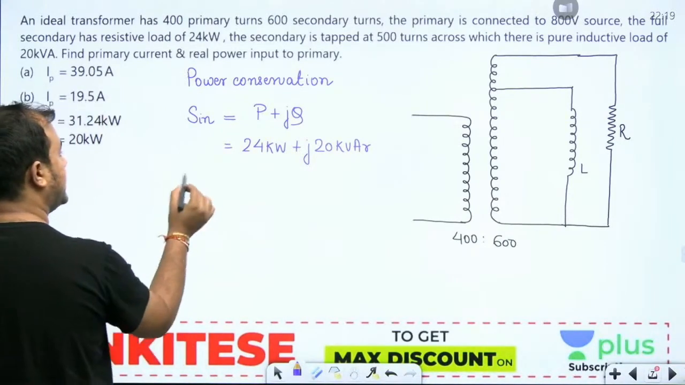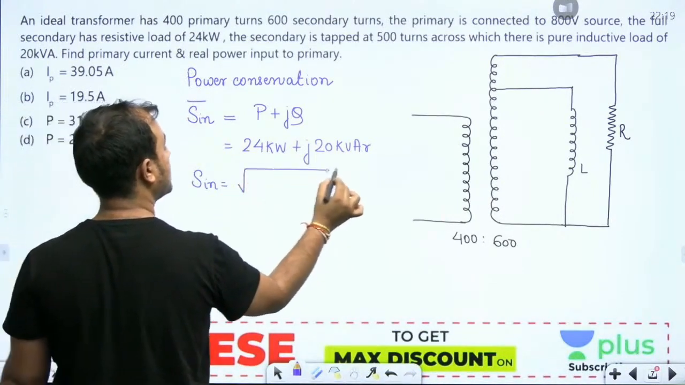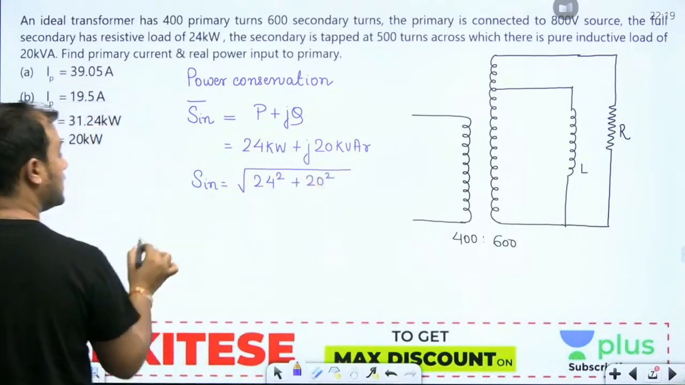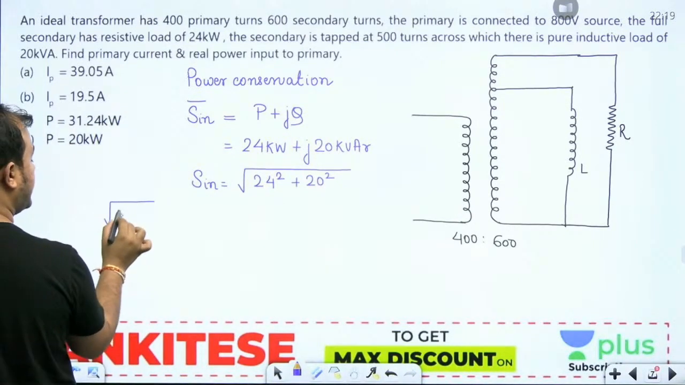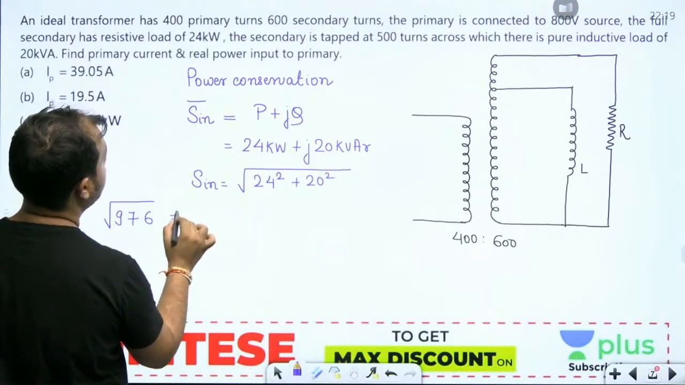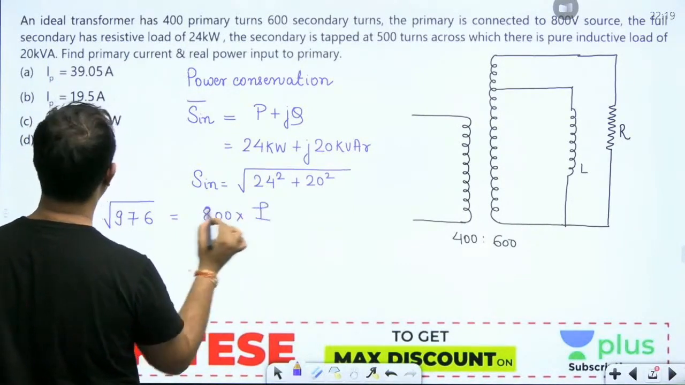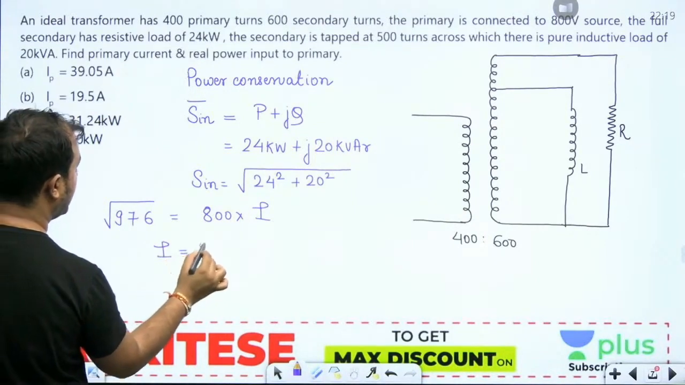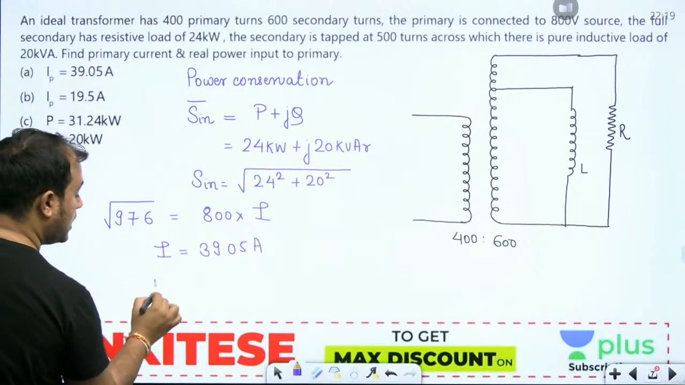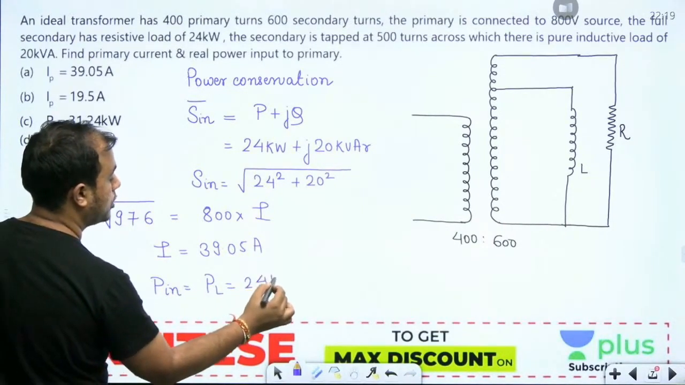Now once we have S, this is the complex power. The apparent power is the magnitude, that is the square root of 24 squared plus 20 squared, root 976. This is nothing but 800 into I. So if you check, I will come out to be 39.05 ampere. But the real power input is the same as the real power in the load, 24 kilowatt.